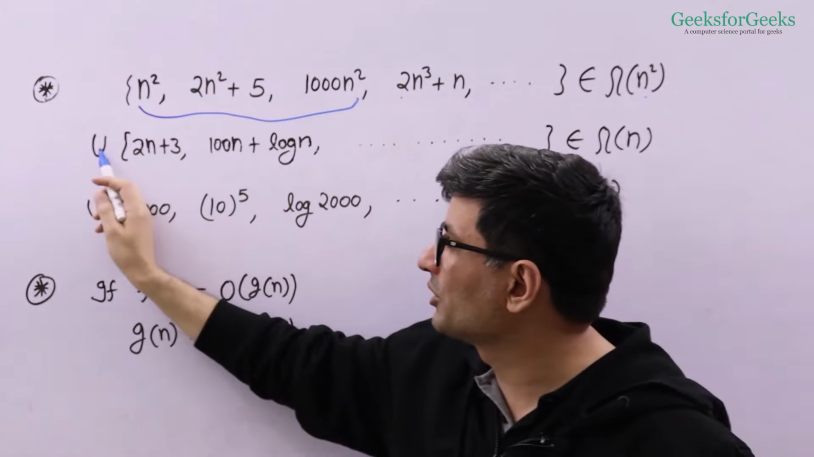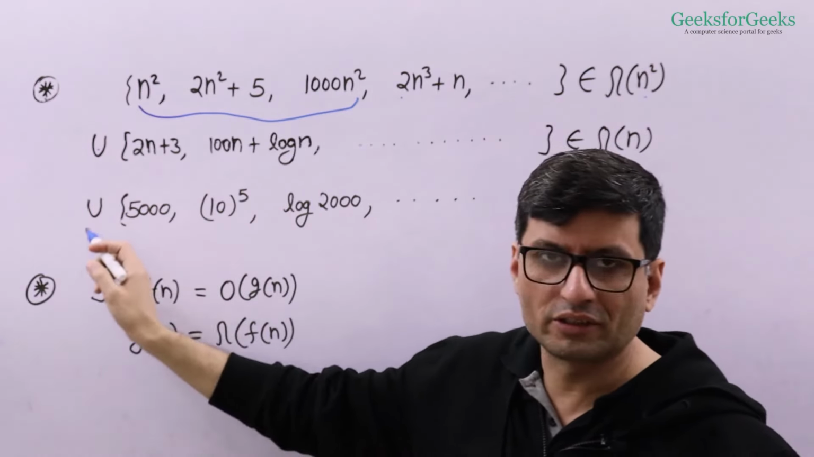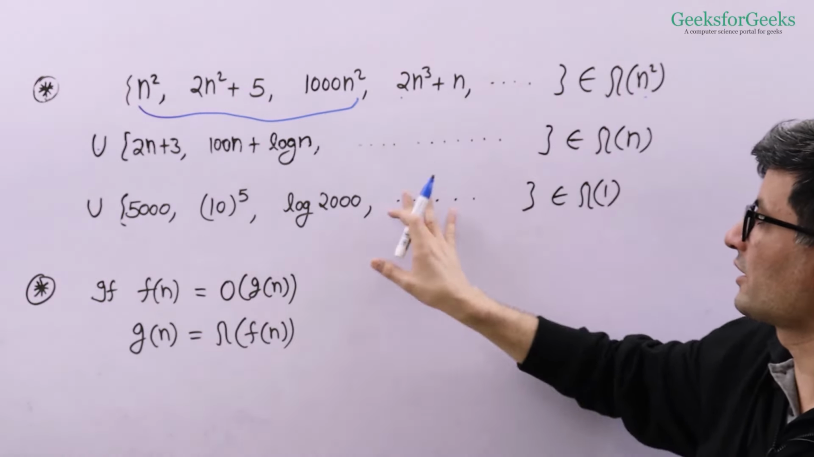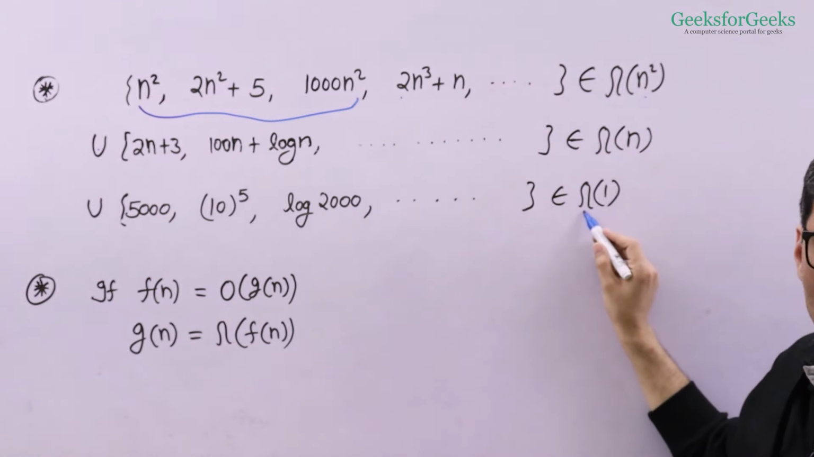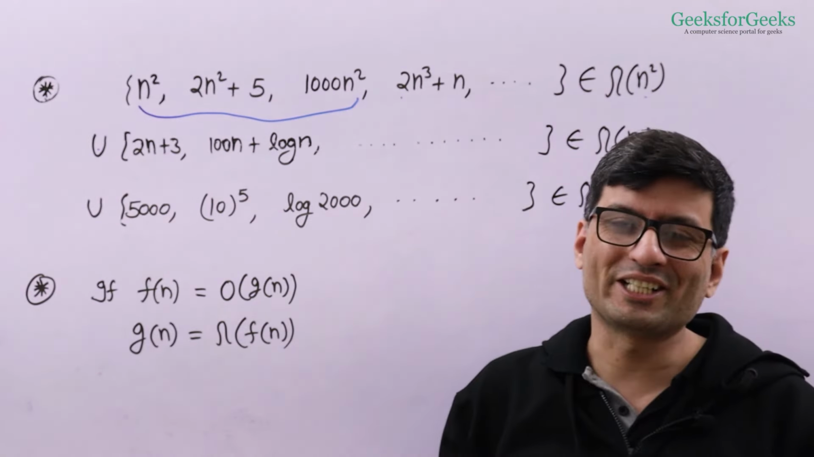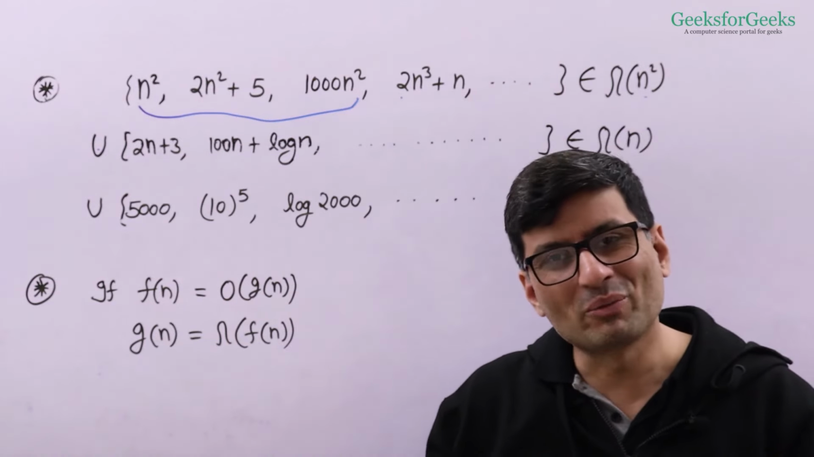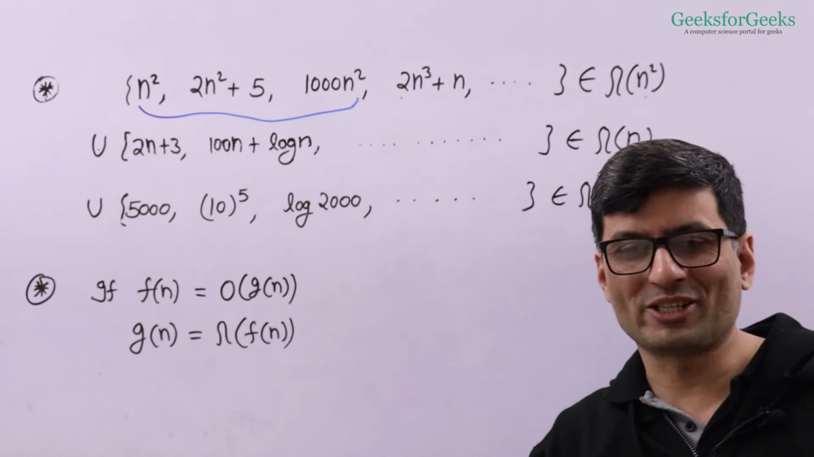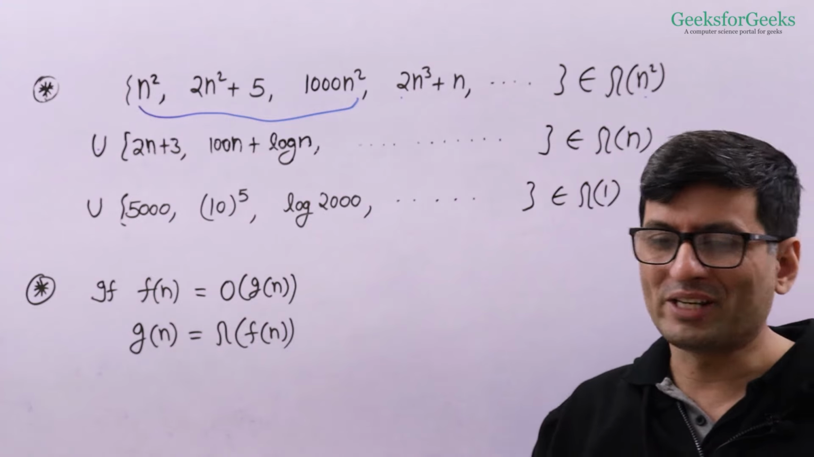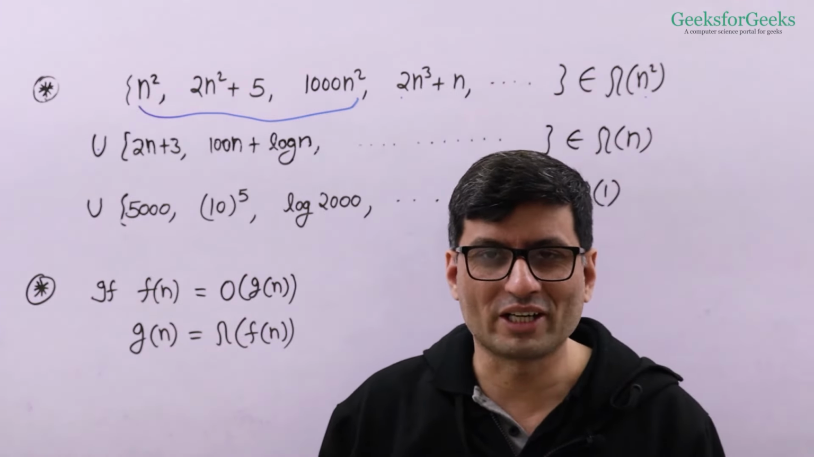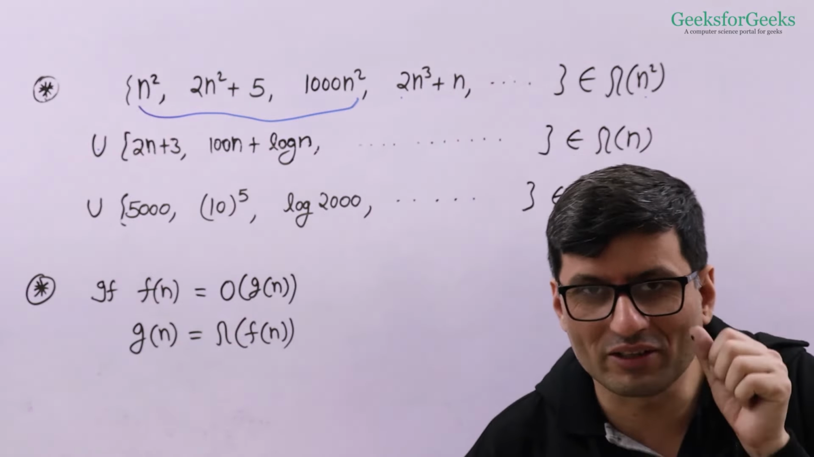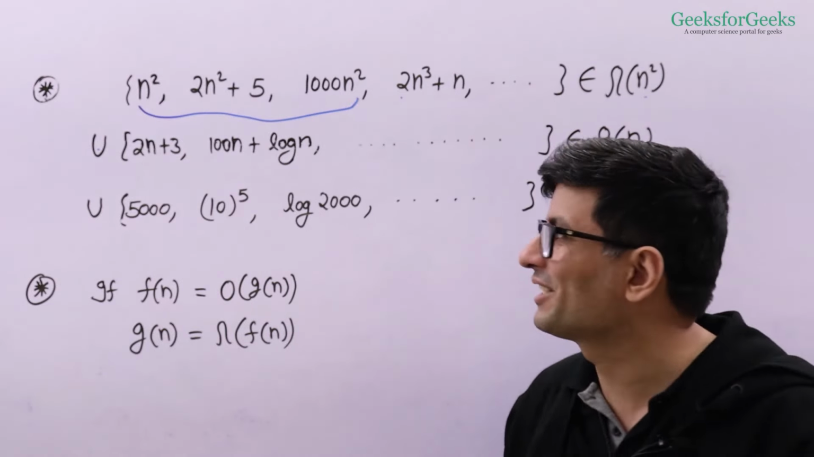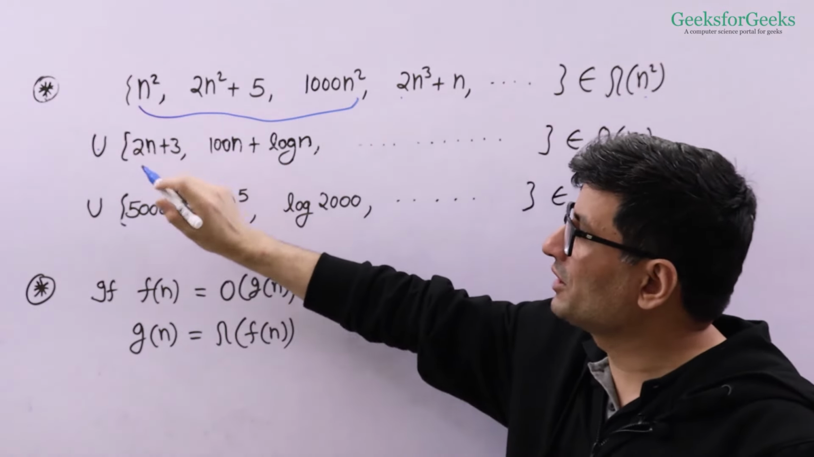That's why I have union here. This U means union here, right? So this set, they all can be written as big omega of 1. In fact, any time complexity can be written as big omega of 1. Big omega of 1 means either constant or higher than constant, right? So any algorithm that you have will either have constant time taken or will have higher than constant time taken, right?